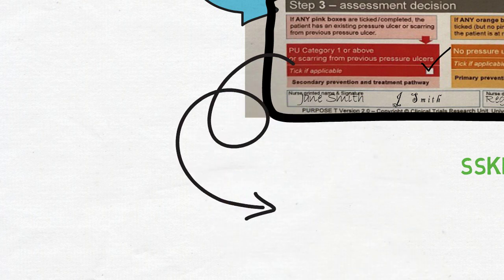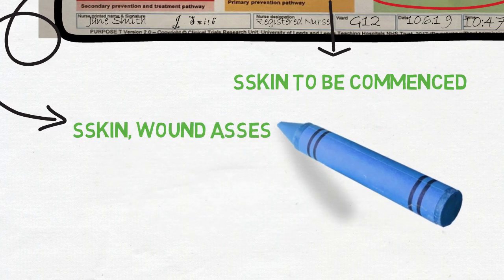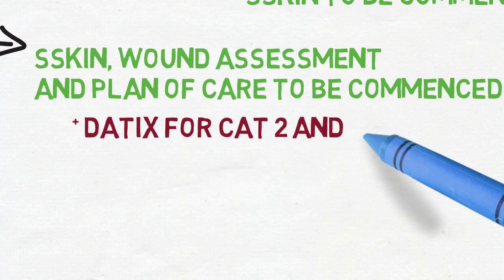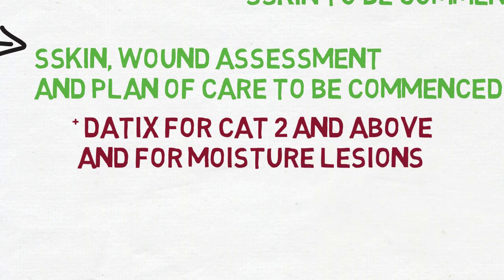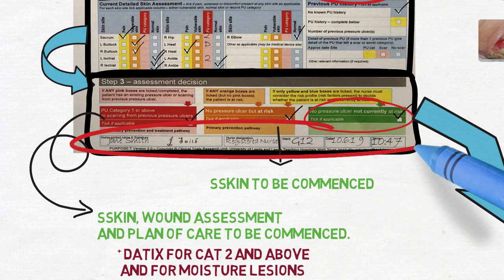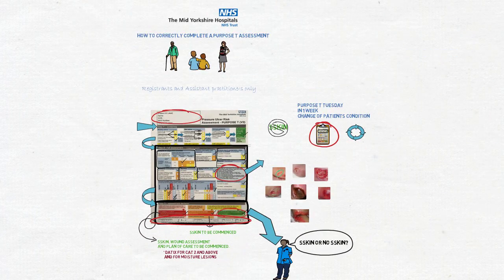Again, the skin pathway must be commenced along with the wound assessment and plan of care implemented, along with an incident report completed for moisture lesions or category 2 ulcers and above. Once the assessment tool is complete, please sign, print your designation, ward area, date and time at the bottom of the form. If you require any further information, please contact the Tissue Viability team.